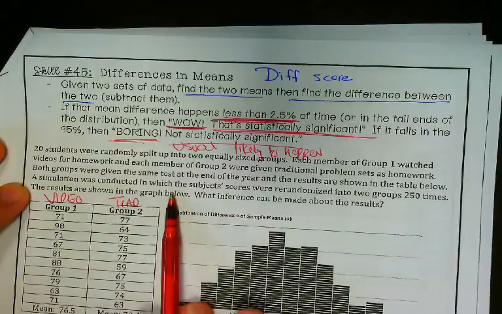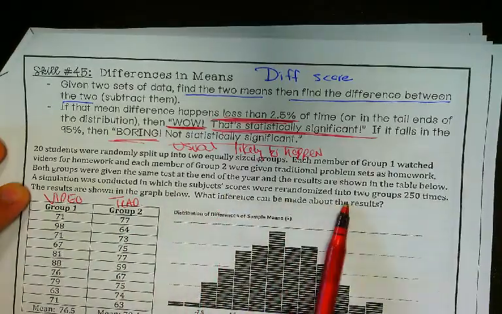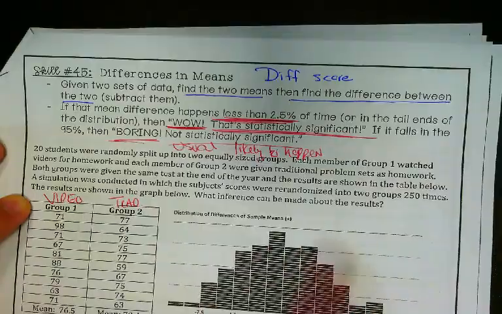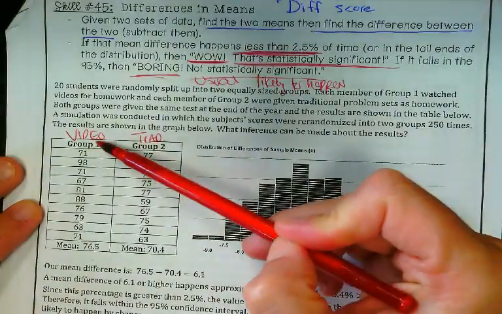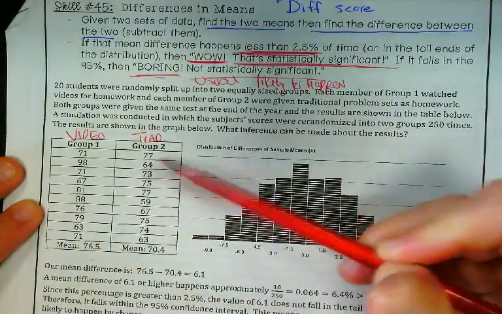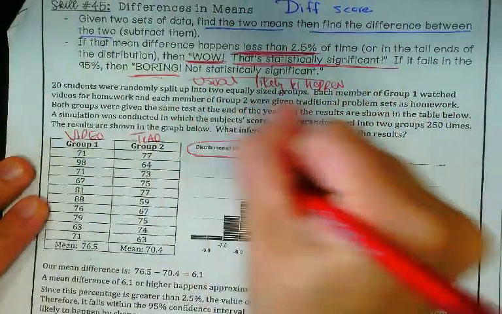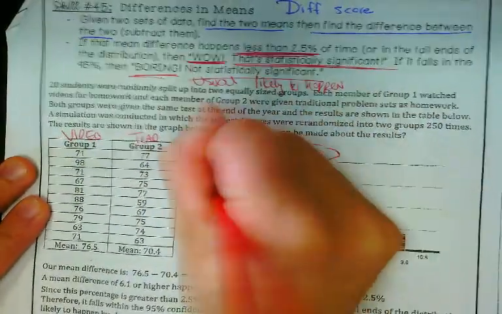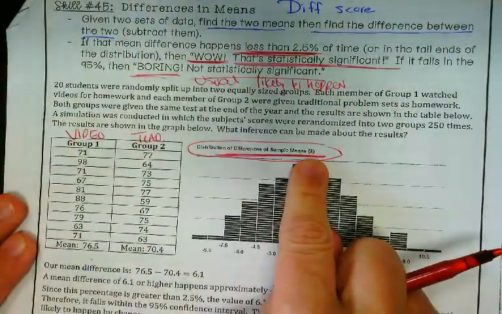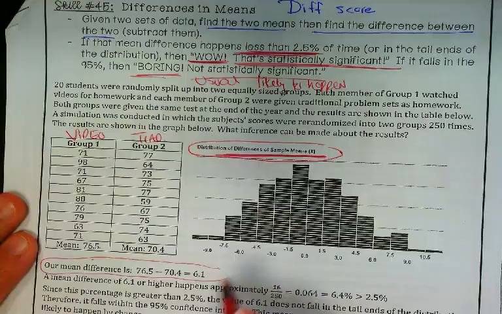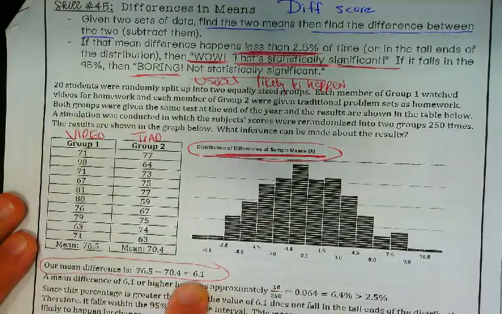A simulation was conducted in which the subject scores were randomized into 2 groups 250 times. The results are shown in the graph. That's over here. Okay, so you're going to find the mean of the first group, find the mean of the second group, and notice the title of this graph is difference of the means. So I have to take these 2 means and subtract them. Okay, so if I subtract the means, we get 6.1.